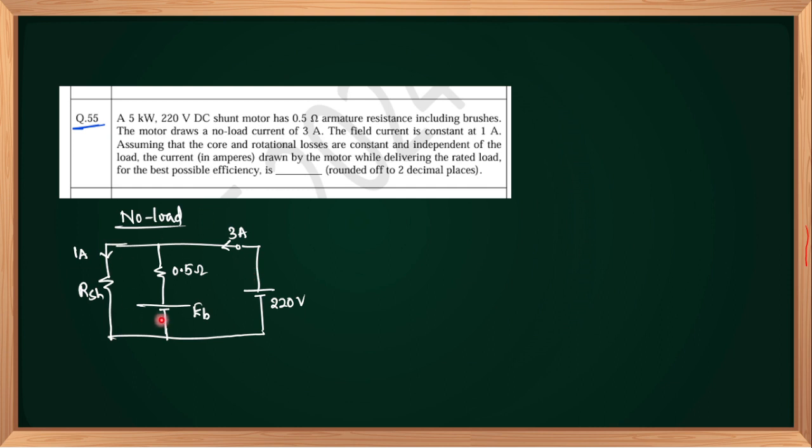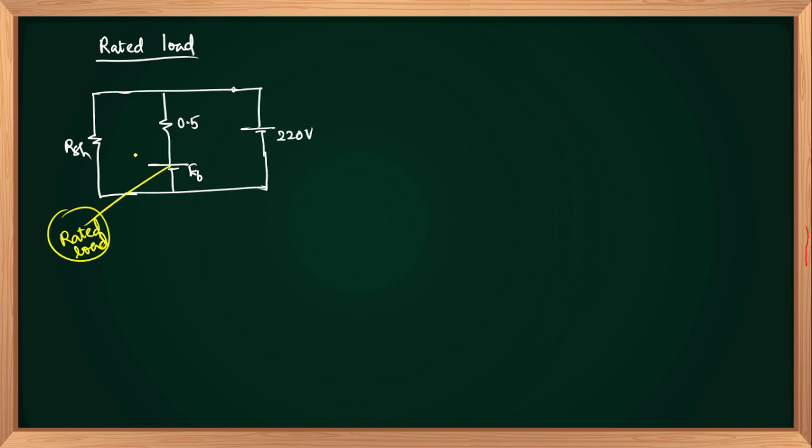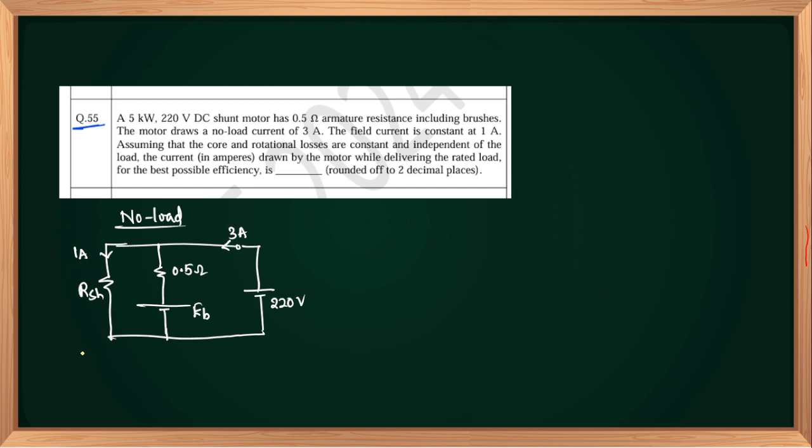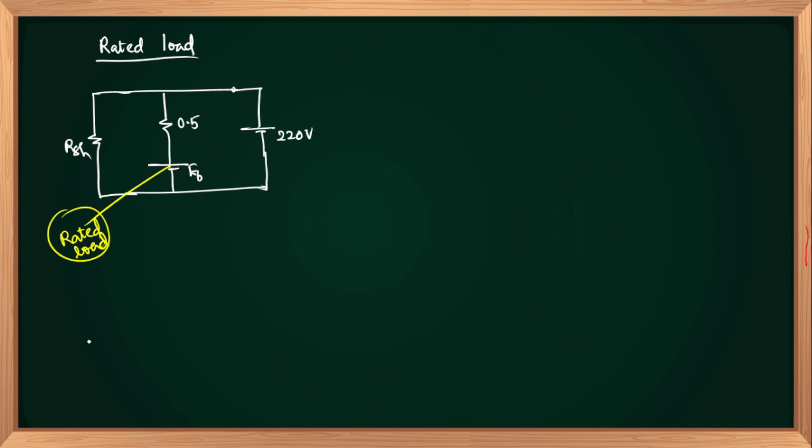So this is under no load condition. He has mentioned 3 amperes, 1 ampere, like this. From no load you will get no load losses. And he is asking during load condition, that is rated load condition. While the rated load is connected, for the best possible efficiency, he is asking the current drawn by the motor. In this case, the current drawn by the motor is how much?